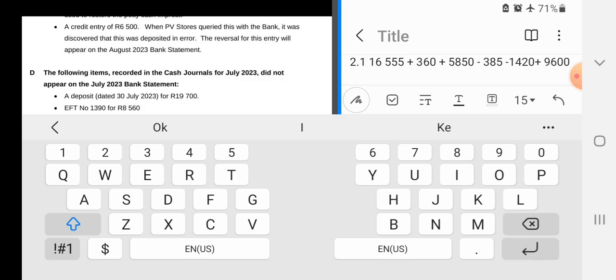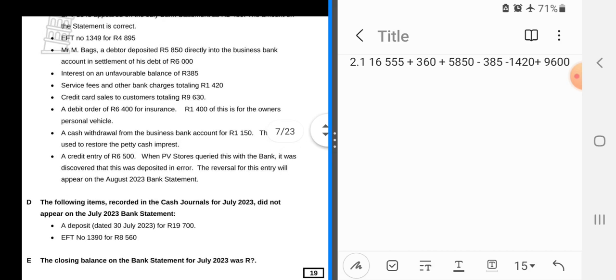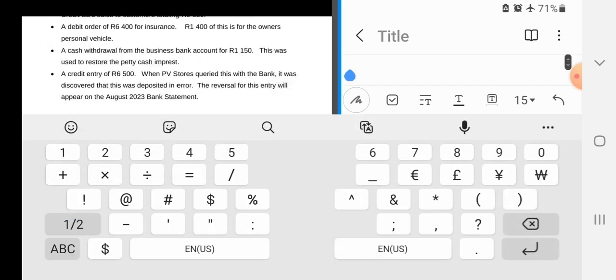And then we have here a debit order of 6,400 for insurance, and 1,400 of this is for the owner's personal vehicle. So we are going to subtract them both. The 6,400 and the 1,150 is for the owner, but the business pays for it.